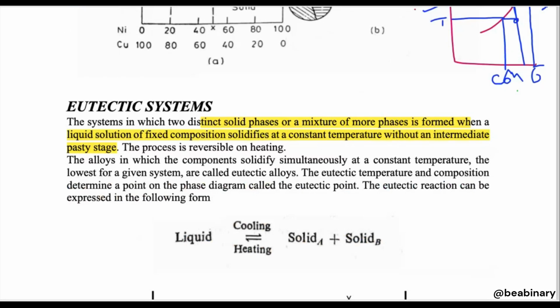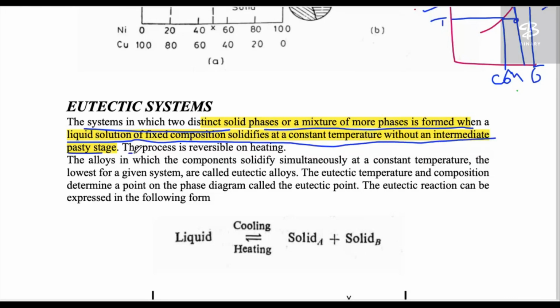The system in which two distinct solid phases, or a mixture of more phases, is formed when the liquid solution of mixed composition solidifies at a constant temperature without any intermediate viscous stage. The process is reversible on heating.